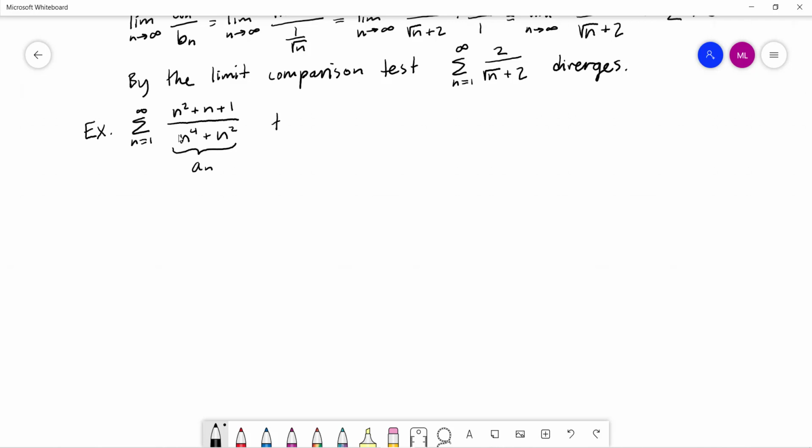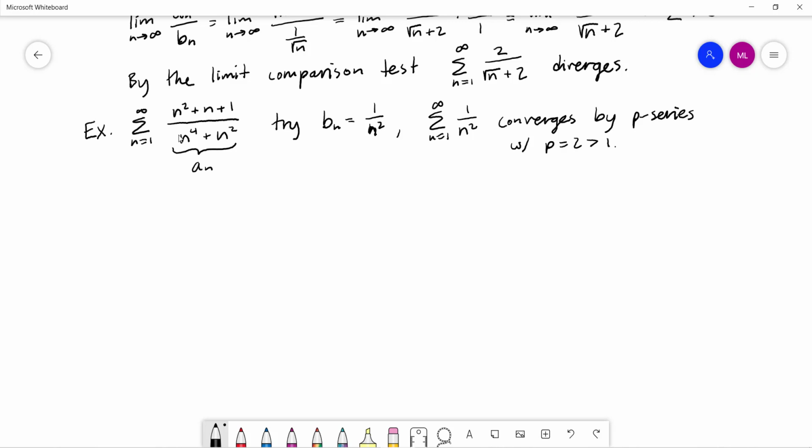So I will anticipate that my b sub n needs to be 1 over n squared. That's the term that I'm going to compare this to. We know that the sum from n equals 1 to infinity of 1 over n squared converges, again by the p-series test with p equal to 2, which is greater than 1.